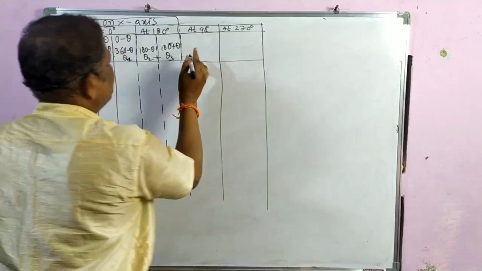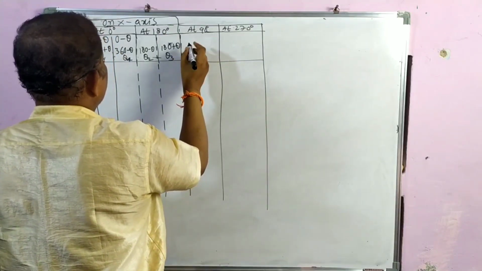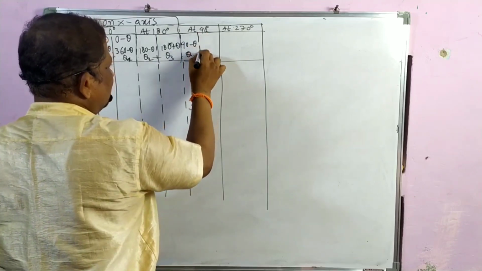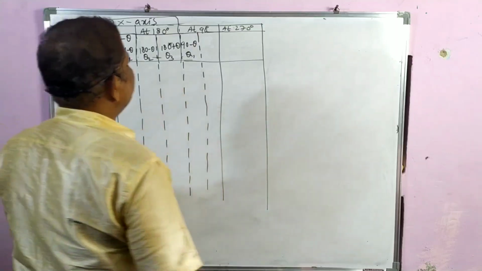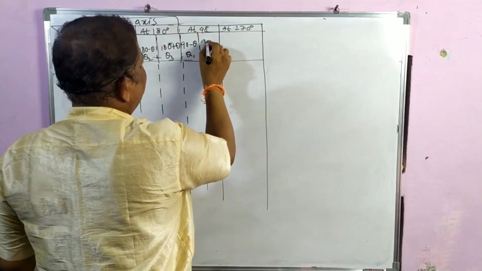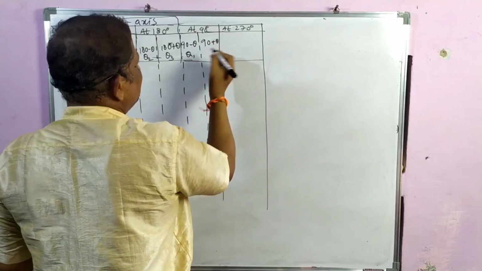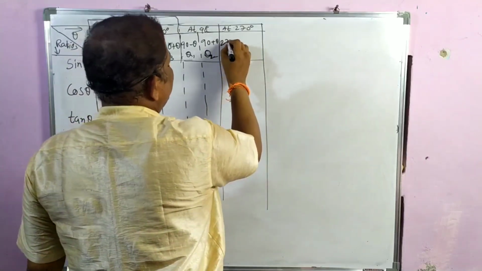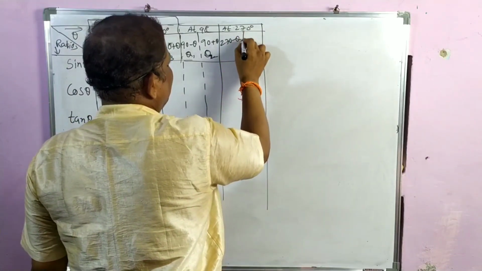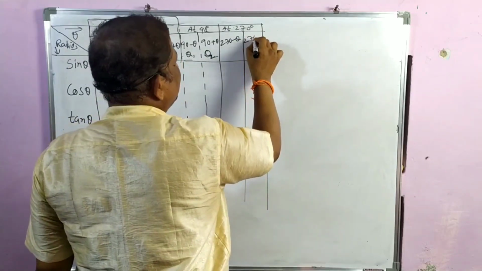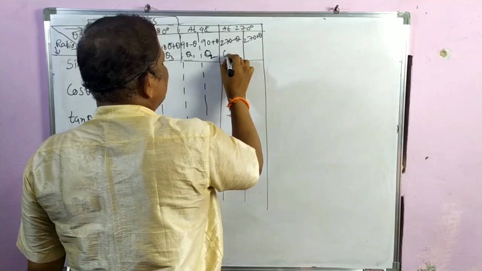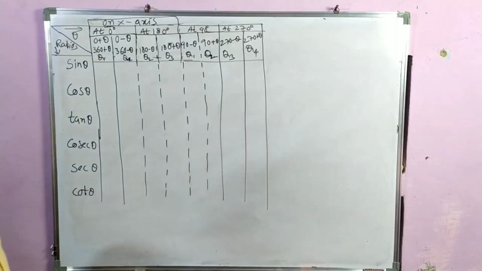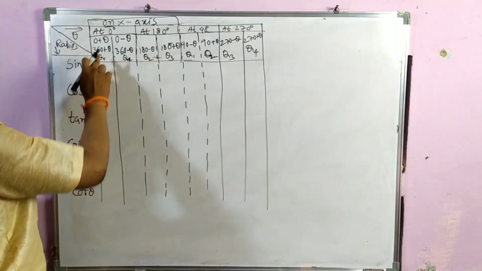Here 90 minus theta, first quadrant it falls. Next 90 plus theta falls in second quadrant. Next 270 minus theta and 270 plus theta. 270 minus theta, third quadrant. 270 plus theta, fourth quadrant. Is it clear?